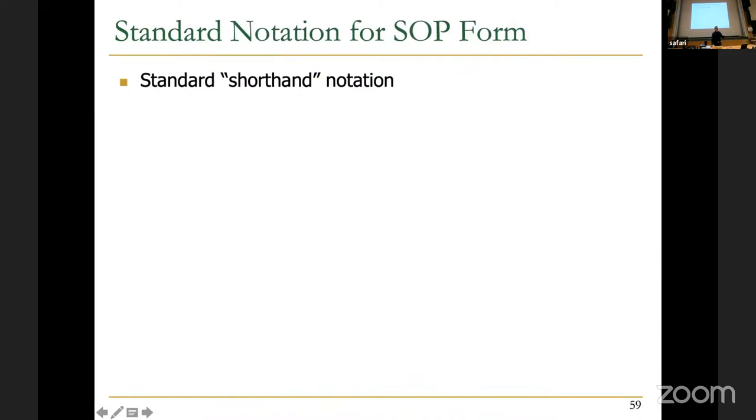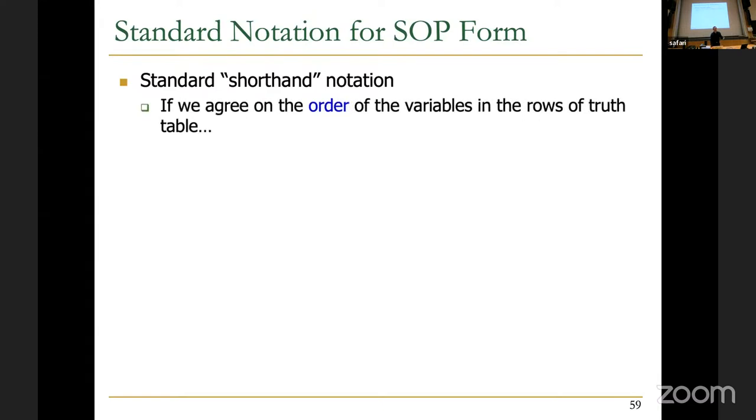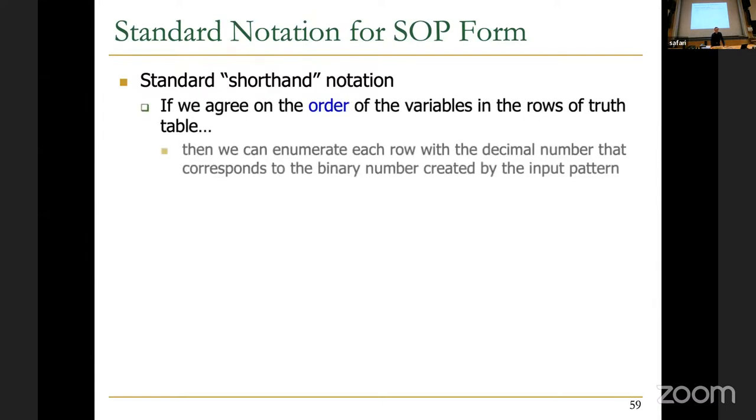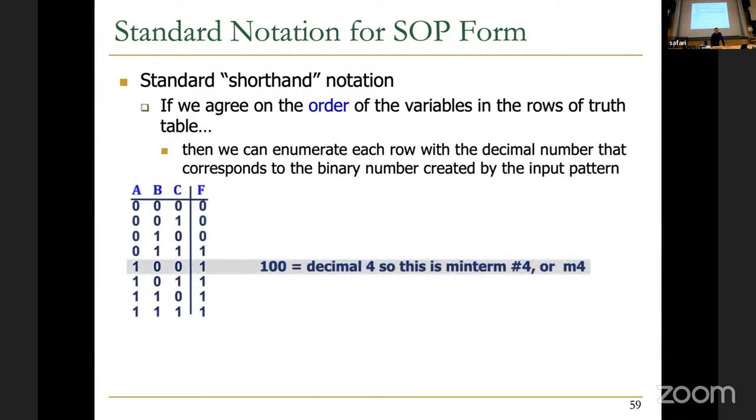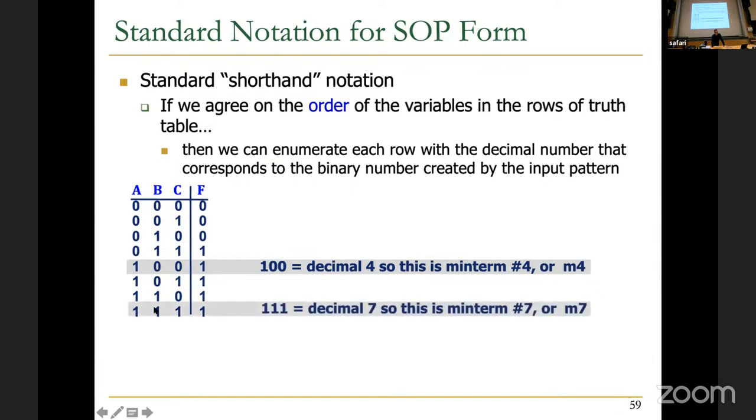Now, if you know this, you can agree upon the order of the variables in the rows of the truth table. Then you can enumerate each row with a decimal number. This is relatively easy. I'll show you pictorially again. If you look over here, 1, 0, 0 is decimal 4. 0, 0, 0 is decimal 0. So you can think of this as minterm 4, or small m4. And this is decimal 7, 1, 1, 1. That input combination is decimal 7, so you can think of this as minterm 7.